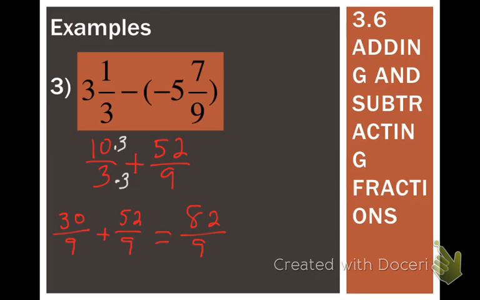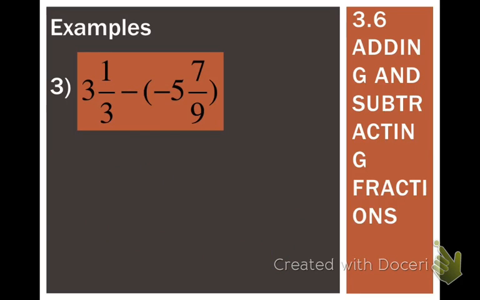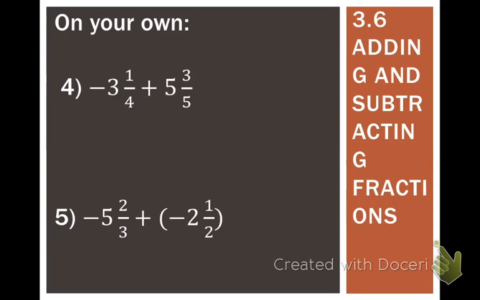I know 9 goes into 82 9 whole times with 1 left over. So 9 and 1/9. I double check. 9 times 9 is 81, plus 1 is 82. Good. Alright, I want you to take a minute to try these two problems on your own, go through the steps, and be careful with your negatives and integer operations.